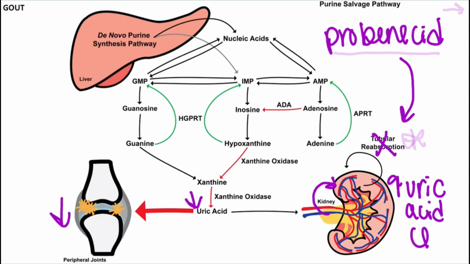So this agent does come with a number of drug interactions because of this inhibition of tubular reabsorption, which a lot of drugs use this process. There's also a significant risk of kidney stones associated with this agent, and it requires good renal function, which is why we find it as a second-line agent. So moving to the next slide.